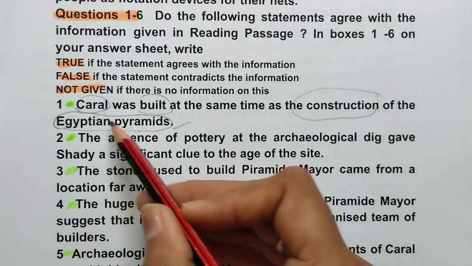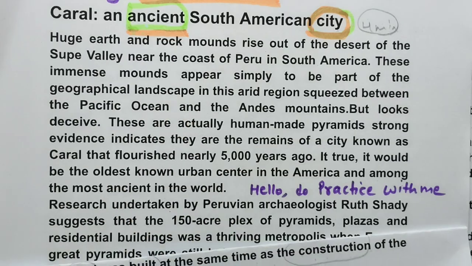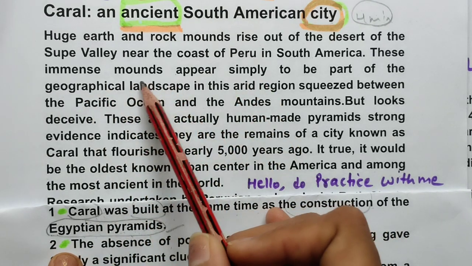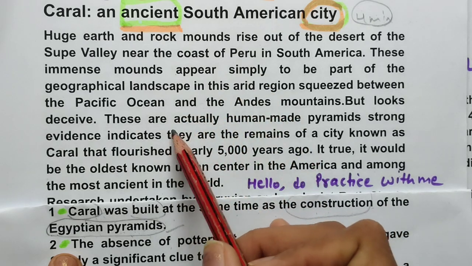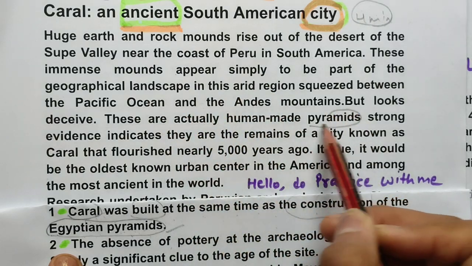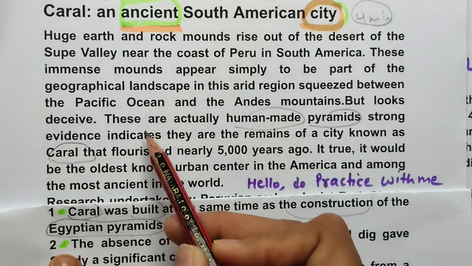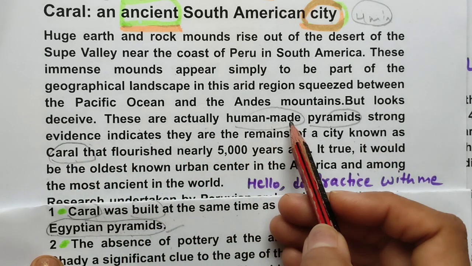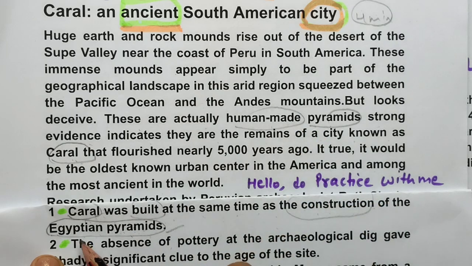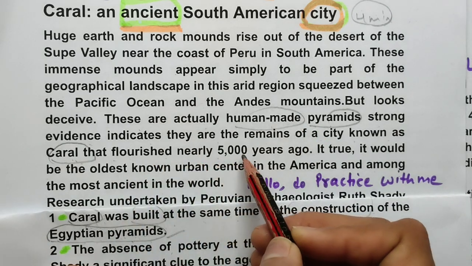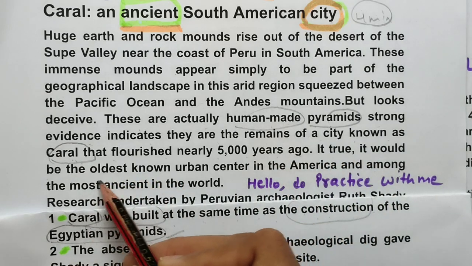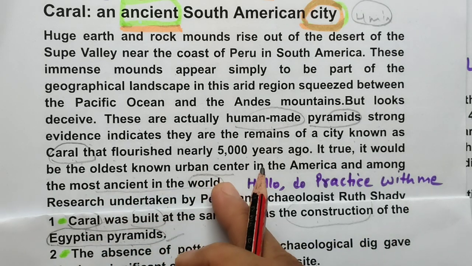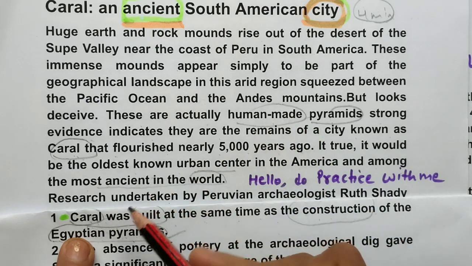This is the first type of question. We will try to find the location of these keywords in the first paragraph. So this is my first paragraph, I am showing it to you. We are looking for Carol and Egyptian pyramid. If you want to understand the thing you can read it, but don't go too deep. Pyramids are there, human-made pyramids, and I'm looking for Carol also. Strong evidence indicates that they are the remains of a city known as Carol that flourished nearly 5,000 years ago. It would be the oldest known urban center in the Americas and among the most ancient in the world. So they are saying these Carol pyramids are the oldest ones.